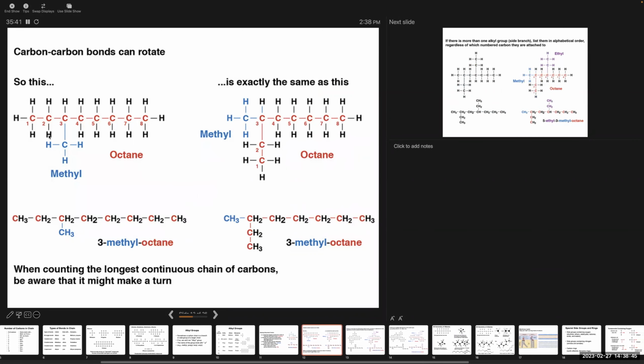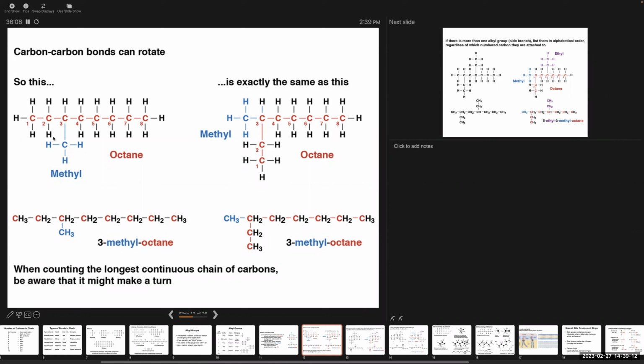So here I make the point that all of these bonds between these carbons are movable. They can all rotate around, which means that the molecule I've drawn here on the left is actually identical to this other molecule that I've drawn on the right, because there's been rotation of that number 3 carbon.